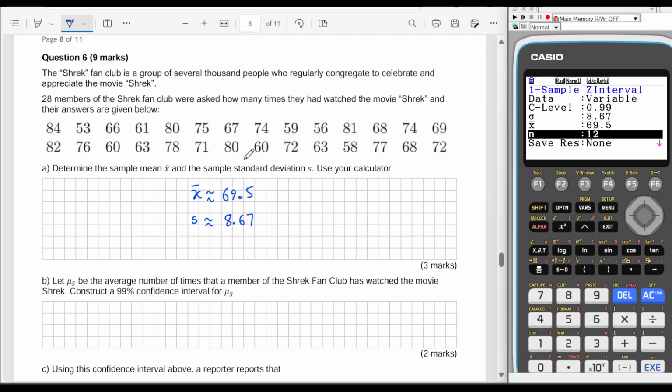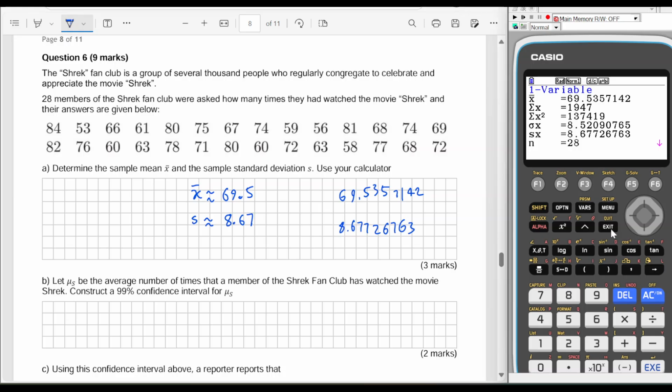Okay. Now I'm going to be a little bit pedantic here and actually go back and use the full versions. So that's what they were there, and I'll just go and pop those in. Usually it doesn't matter, but sometimes it can really throw off your answers by quite a bit. So it's important to use the full versions if you can. So 8.6772673 and 69.5357142. Wonderful.